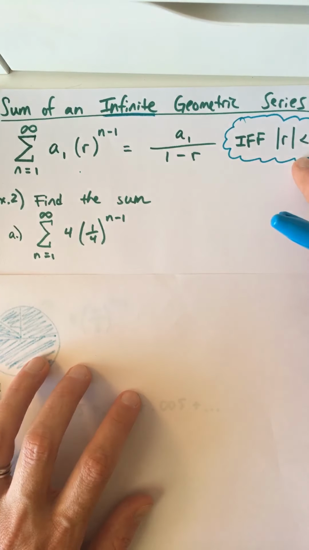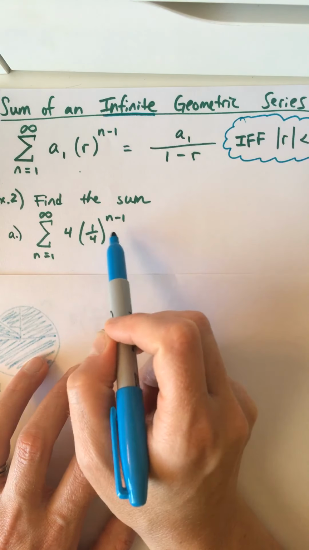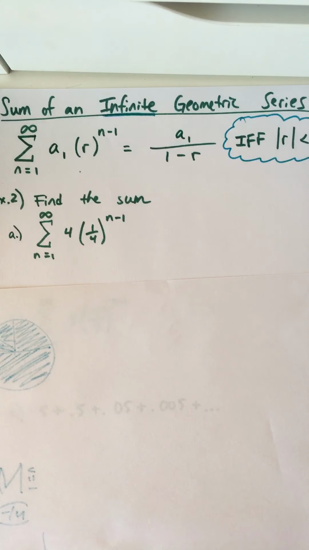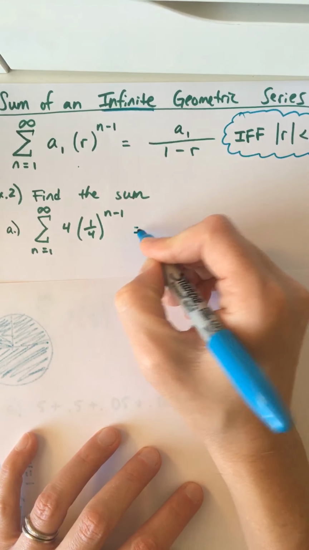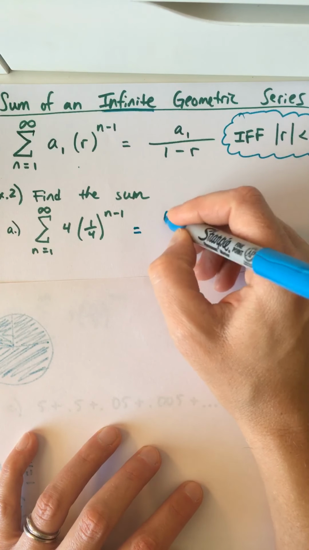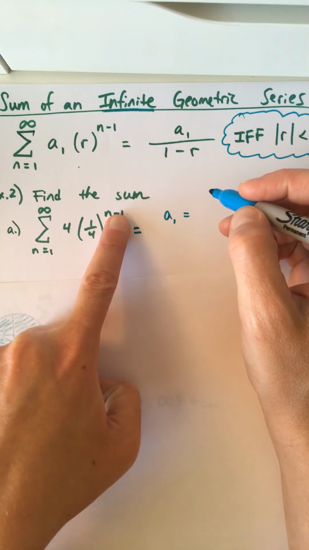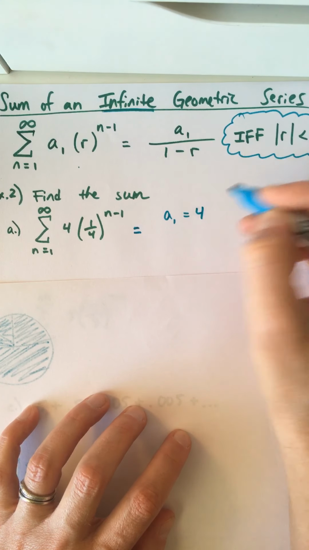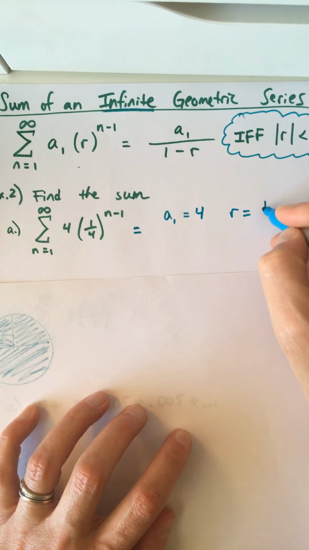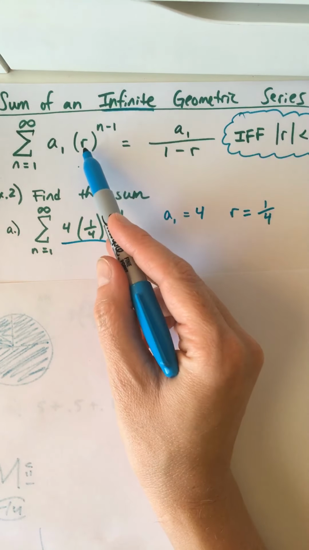So let's take a look at this example. We want to find the sum from n equals 1 to infinity of 4 times 1/4 raised to the power of n minus 1. Using our formula, the first term, a1: if we think about plugging n in, 1 minus 1 is 0, anything to the 0 power is 1, and 1 times 4 is 4. So we know a1 is 4. We know that the common ratio is 1/4 because this is in our general form where this number is the common ratio.